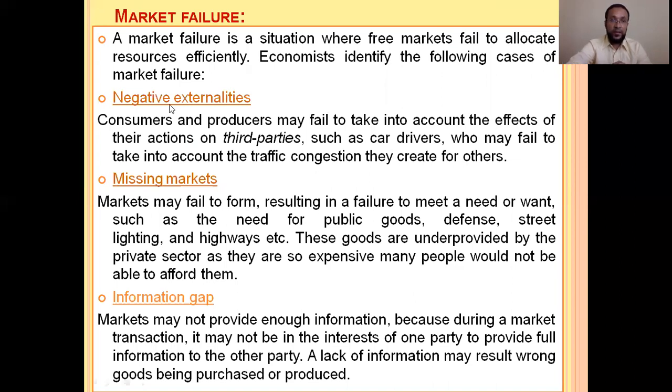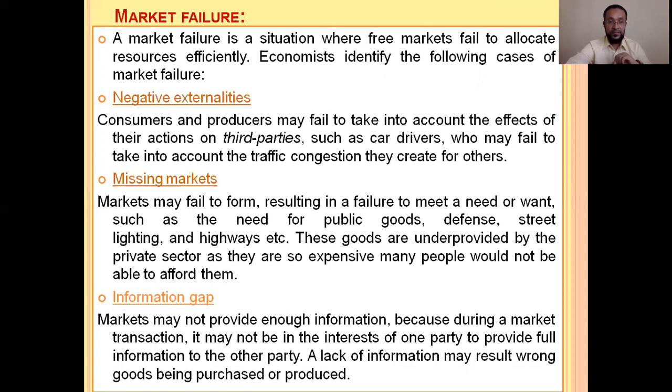Number one, negative externality. Consumers and producers may fail to take into account the effects of their actions on third parties, such as car drivers, who may fail to take into account the traffic congestion they create for others. So the people who are negatively affected by the car driver, it's called the negative externality, and this negative externality creates external cost which leads to market failure.